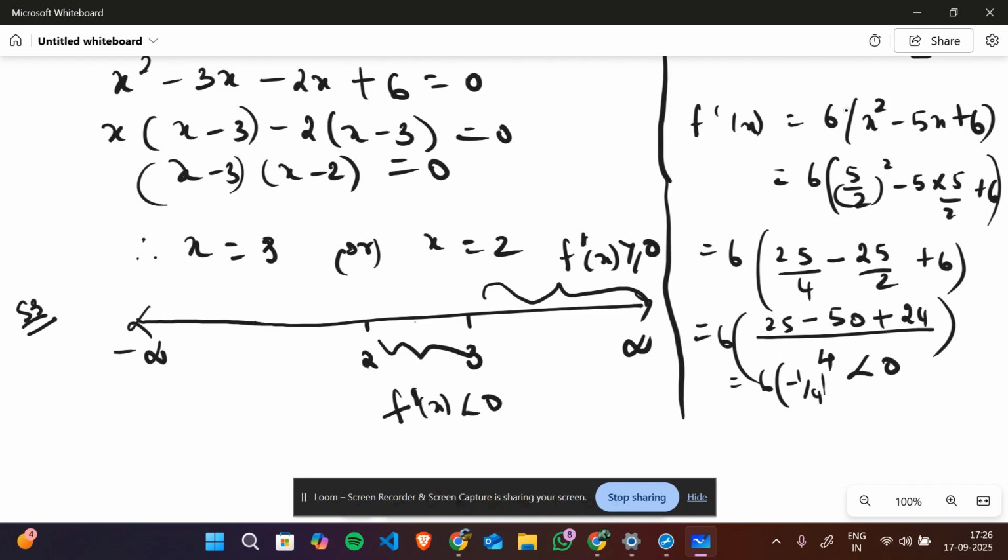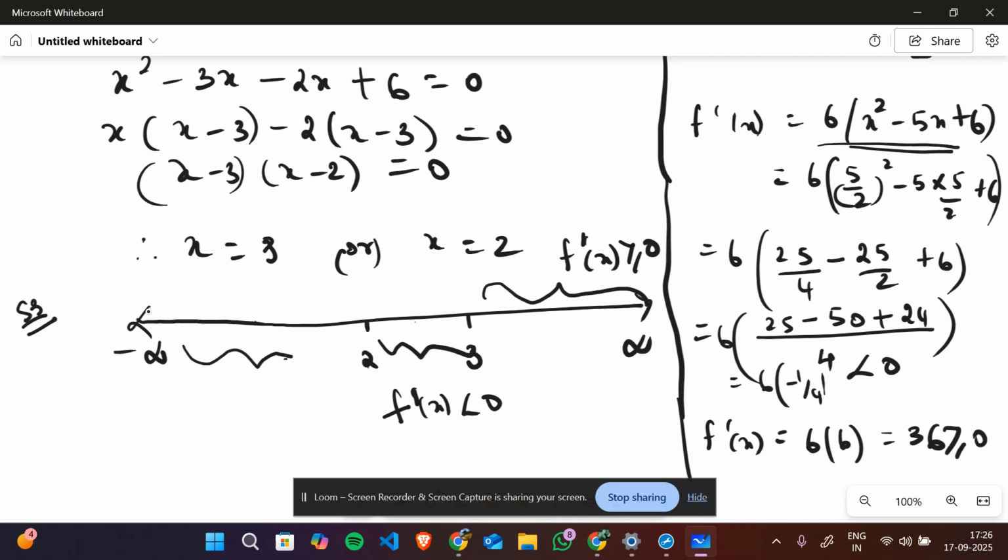So after we finish step 3, how to give the conclusion? The critical points divide the number line into 3 disjoint sets. From minus infinity to 2, your f dash of x is positive. Between 2 and 3, f dash of x is negative. From 3 to infinity, f dash of x is positive. Now let's go to step 4.